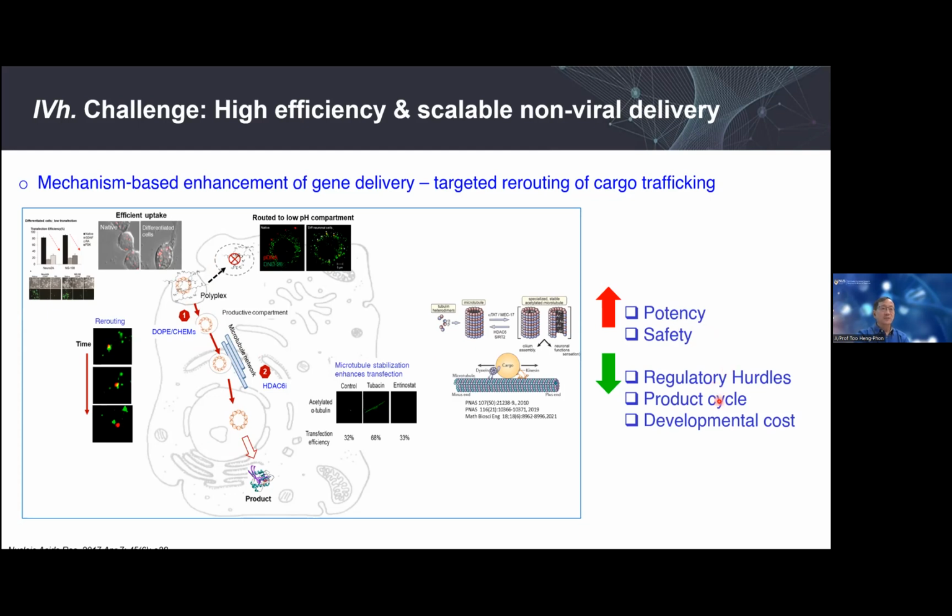And for our product cycle, every cycle is about 1 week. I can produce enough for 6 patients' use. And I'll show you a bit more. And obviously, because we don't do all this complicated stuff, developmental costs will be lower.